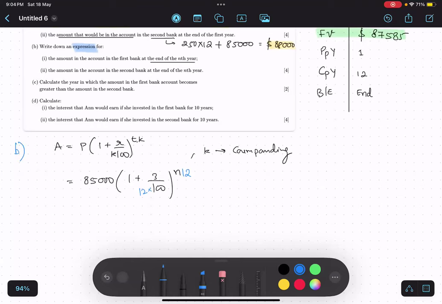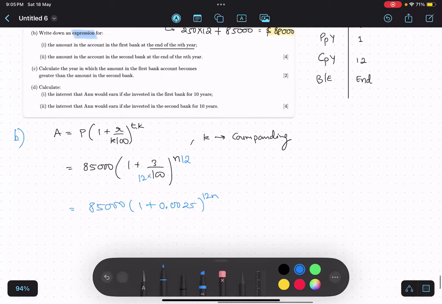Is that clear? You can use your calculator to write this in a more sophisticated manner. 85,000, and once you solve 1 plus 3 upon 1200, you get 1 plus 0.0025 power 12n. Why are we writing this as an expression? So that we get a graph out of it. Any doubt in this?